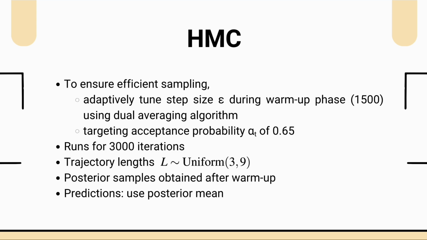To ensure efficient sampling, we adaptively tune the step size epsilon during our 1,500 iteration warm-up phase using dual averaging, targeting an acceptance probability of 0.65. The algorithm runs for 3,000 iterations, with trajectory lengths randomized between 3 and 9 steps. Posterior samples are obtained after warm-up, and prediction uses the posterior mean.